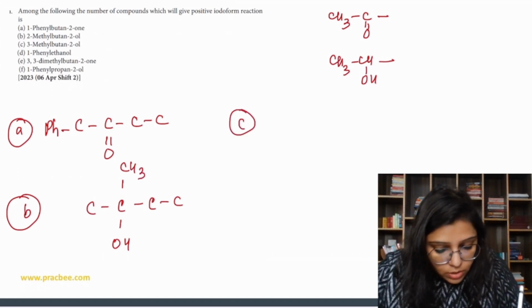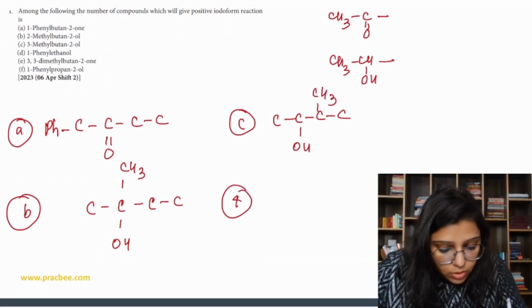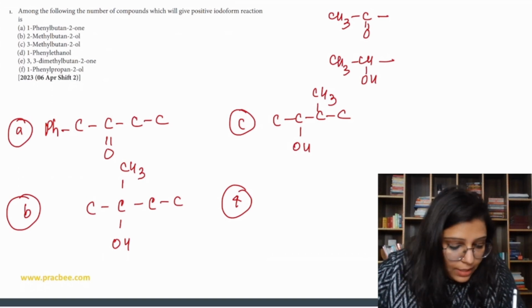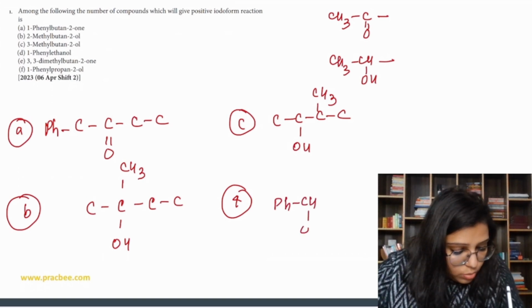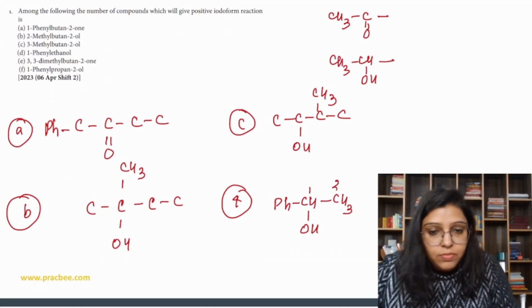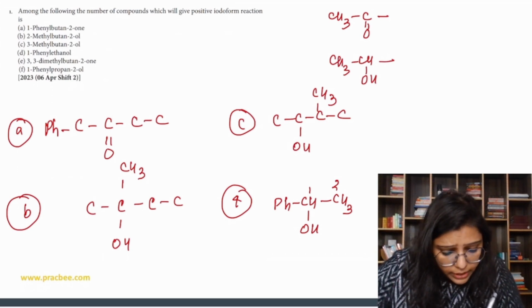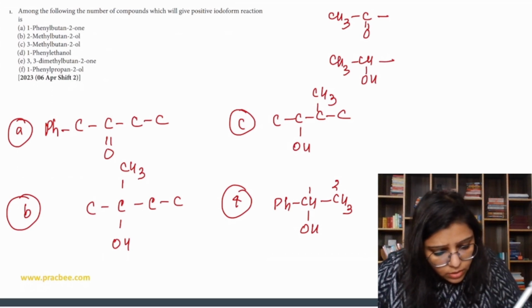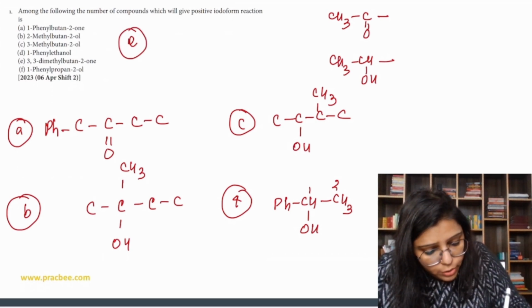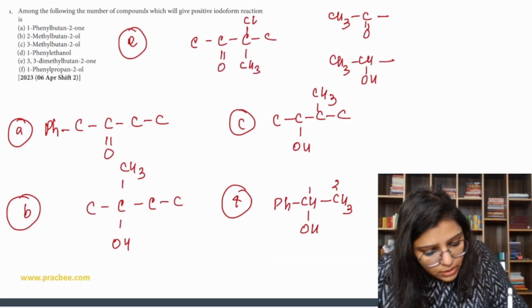C option is 3-methyl butan-2-ol. 1, 2, 3, 4. So this is OH and on the 3 position we have a methyl group. Now fourth, 1-methyl ethanol, which is phenyl CHOH and that is CH3. So 1-phenyl ethanol. Now next, option E, 3,3-dimethyl butan-2-ol. 1, 2, 3, 4, 2-ol and 3,3-dimethyl.